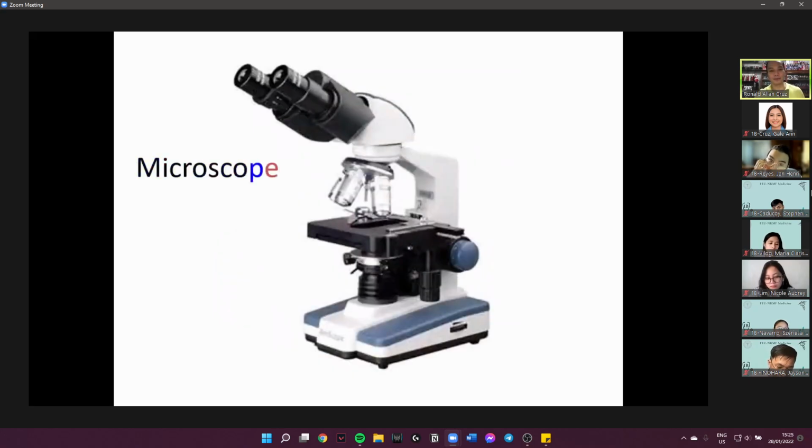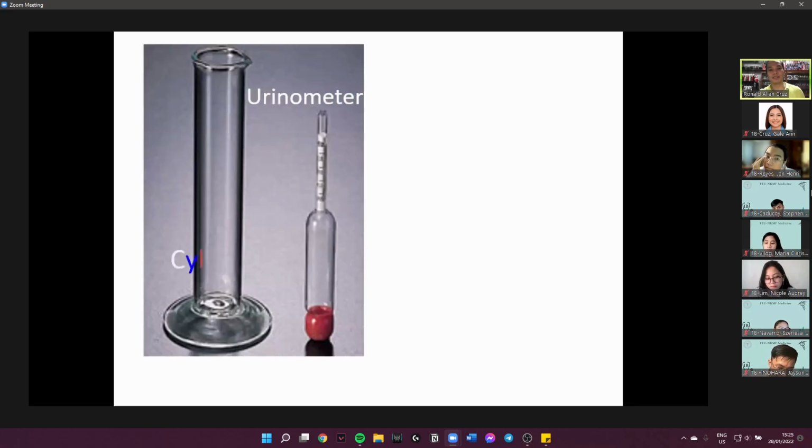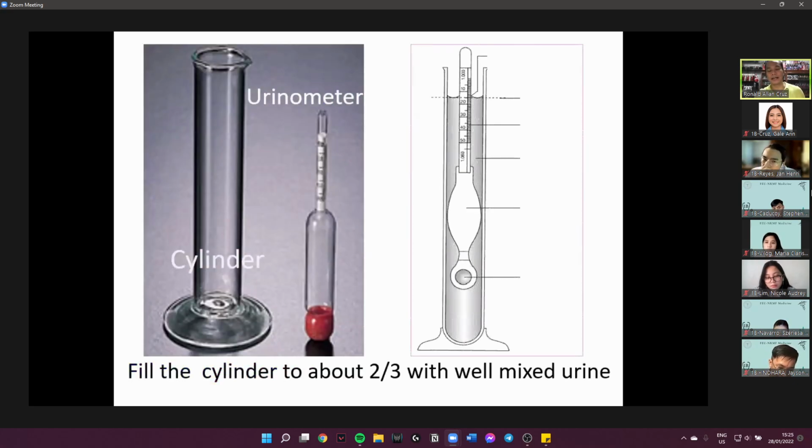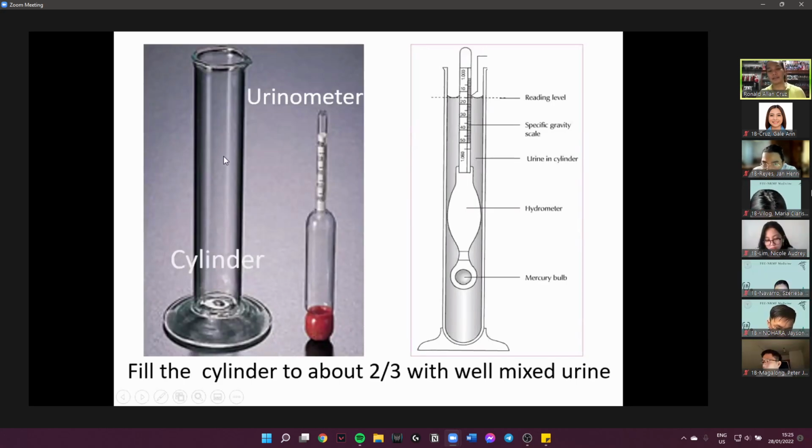So you have your centrifuge, microscope. This is your urinometer. This determines the specific gravity of your urine. In the cylinder, you basically fill it around 2/3 or 3/4 with urine, and then you place your urinometer inside and twist. Then after a while, this is how you read your urinometer. So that's your specific gravity. We'll talk more about this later.